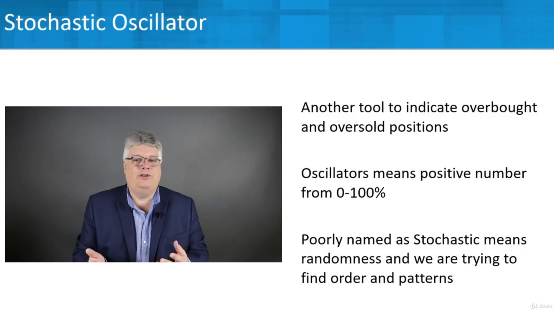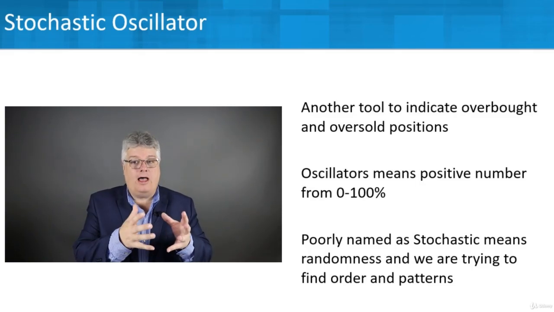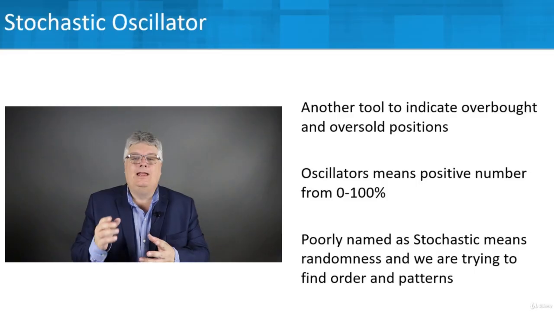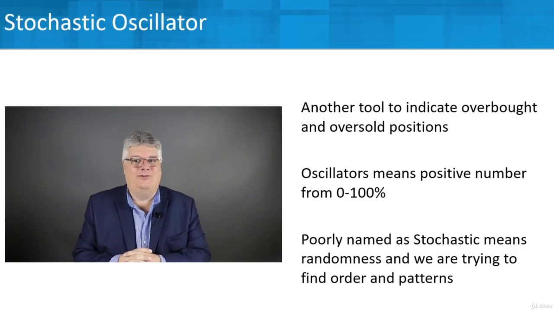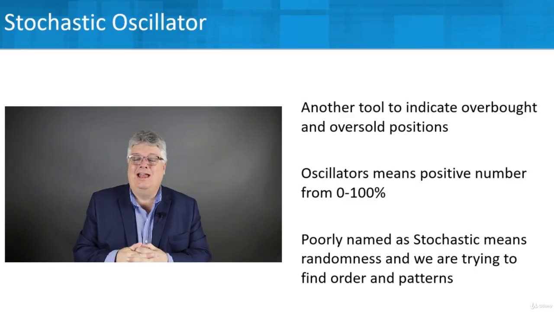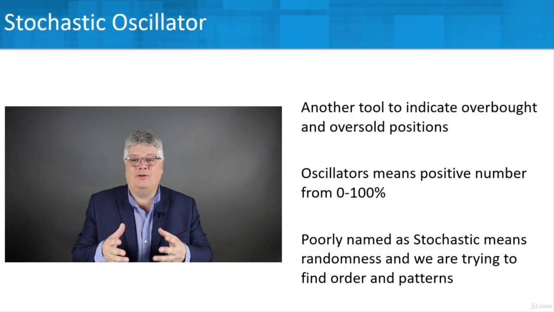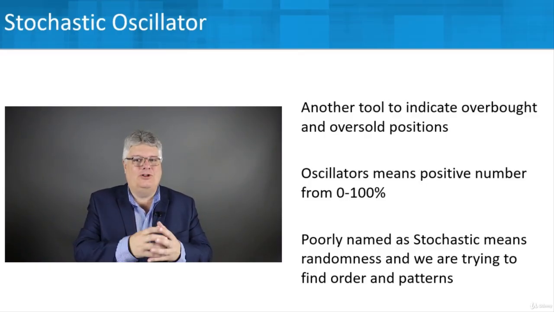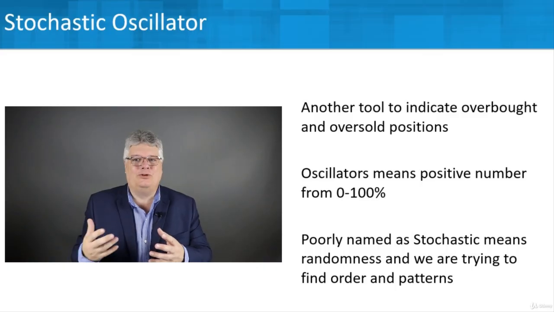Another great indicator that you can use to really identify overbought and oversold positions is the stochastic oscillator, which has kind of a fun name too, doesn't it? And since it's an oscillator, we know that the numbers are going to be positive numbers from 0 to 100%. Again, it's not going to show the price, it's going to show a percentage from 0 to 100% that you can use to evaluate. And we're going to show you that in a moment here.